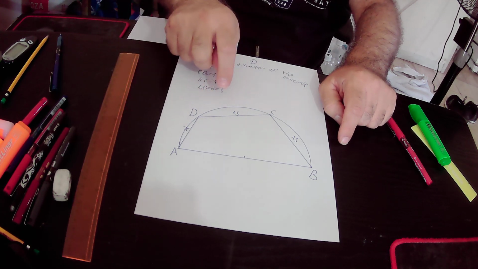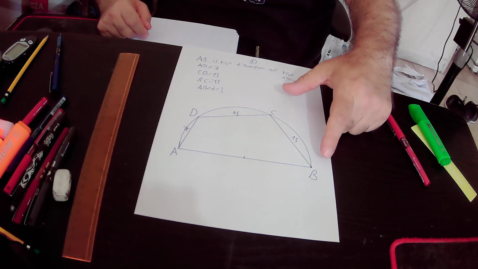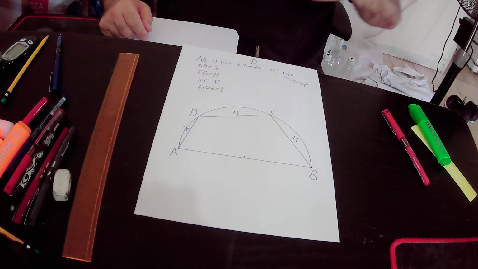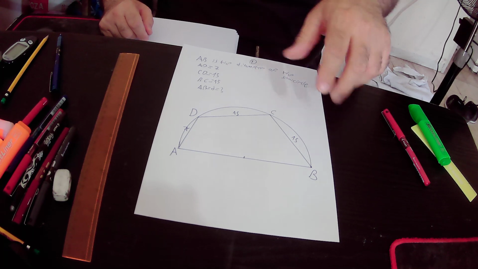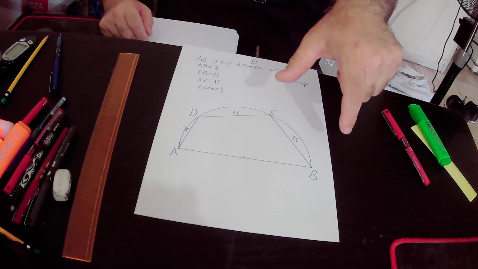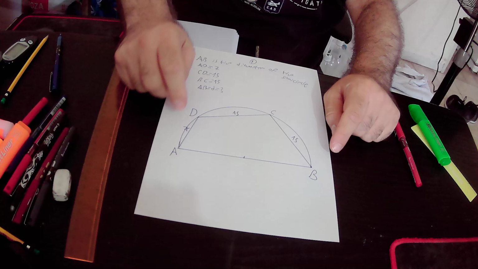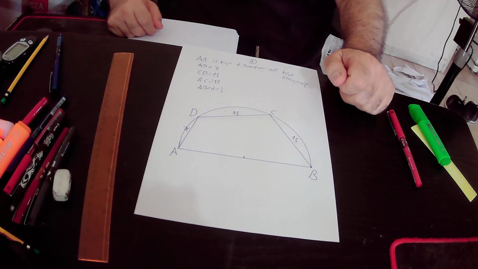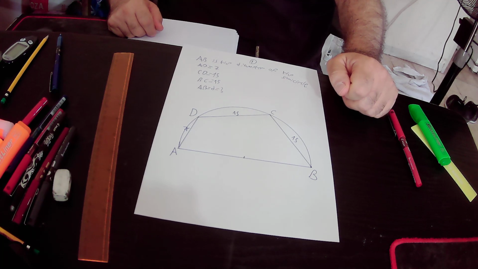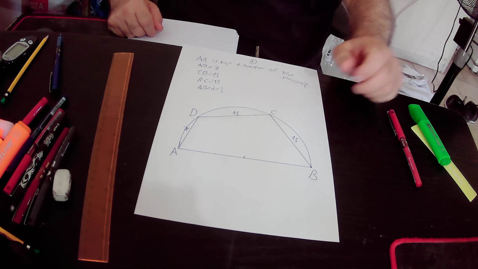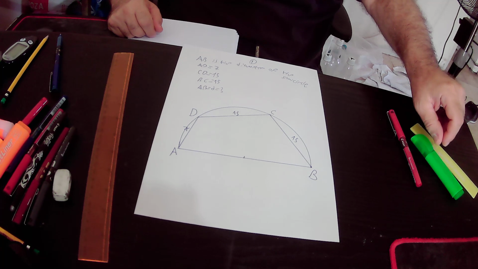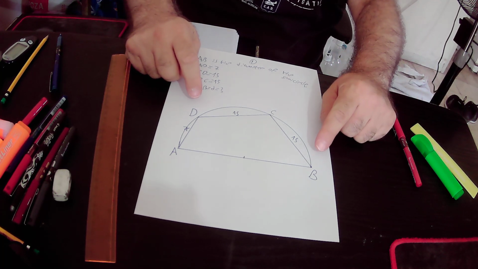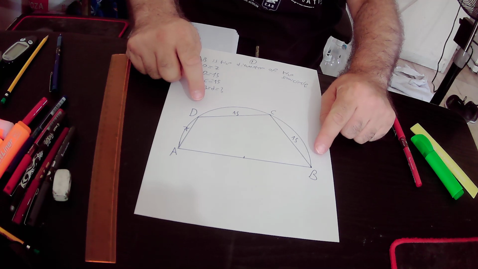DC equals 15 units, and CB equals 15 units also. We want to find out the diameter of this semicircle, or the size of AB. Okay, so first of all we will make a construction. We will connect points B and D by a straight line.